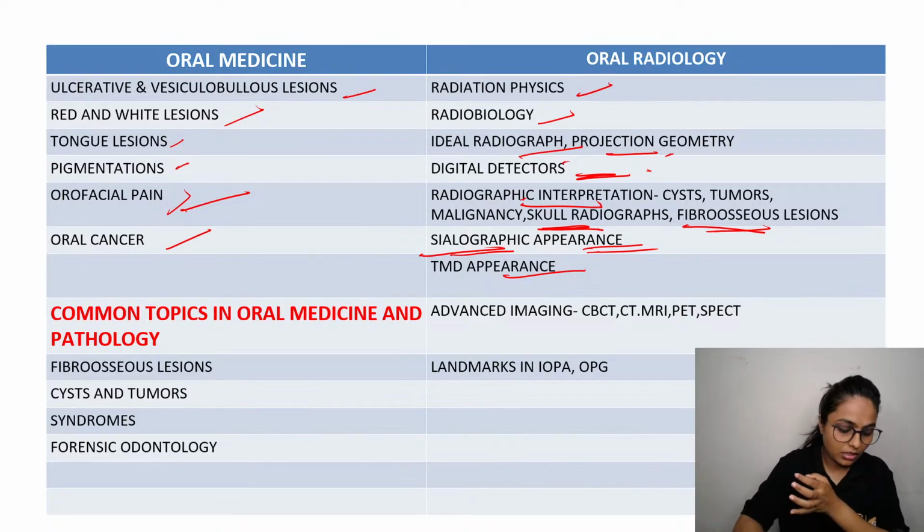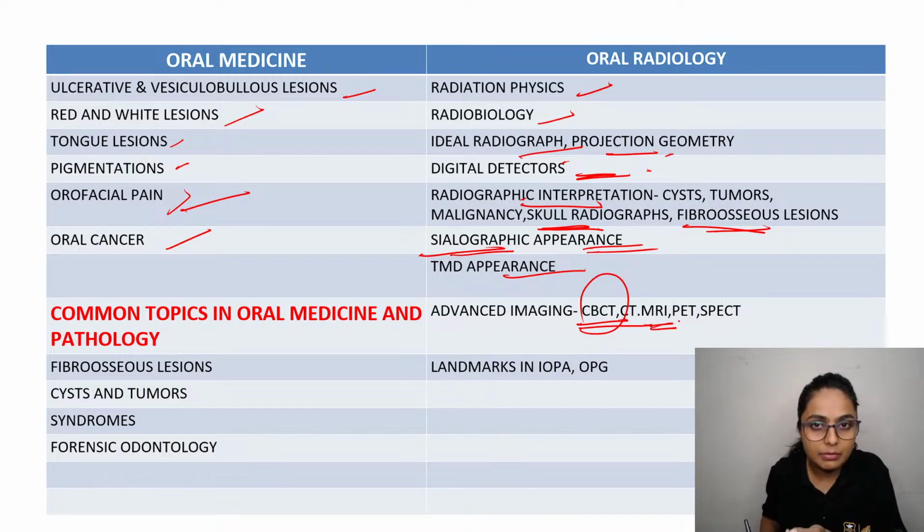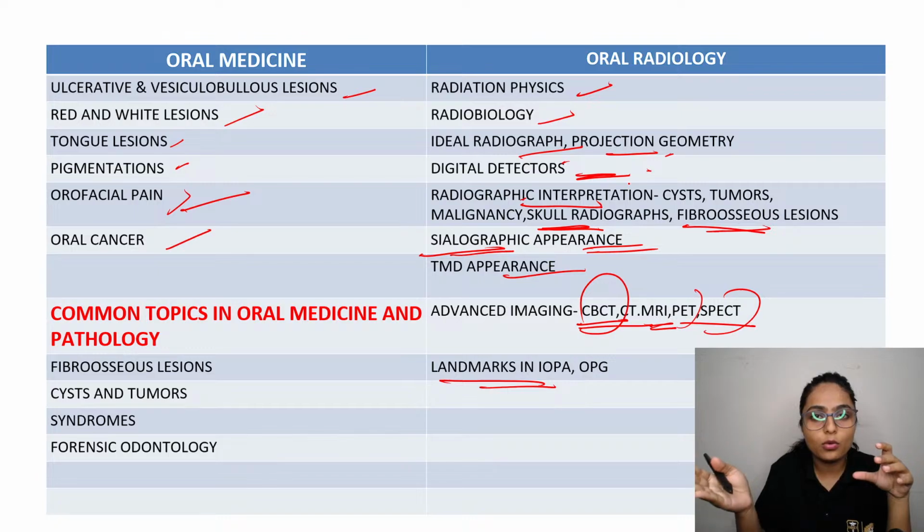In advanced imaging they will ask you CT units used in CT, algorithm used in CBCT or software used in CBCT, MRI, the magnetic field used in MRI machines, okay, in dentistry, of course. Then PET, SPECT, radionuclide used in radionuclide imaging like PET and SPECT, okay, you should know that. Then you should be thorough with landmarks that we see in IOPA radiographs and OPG.